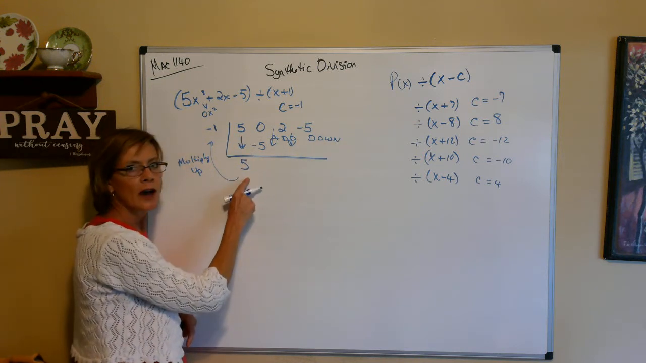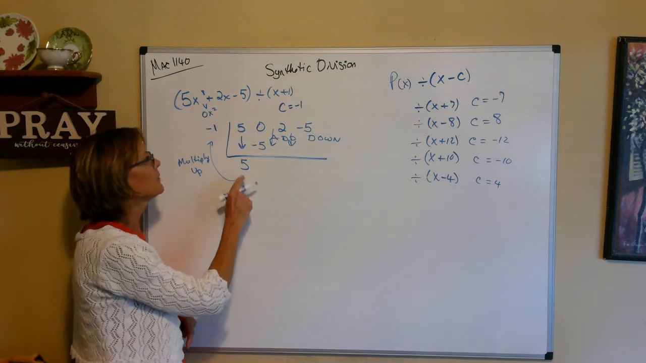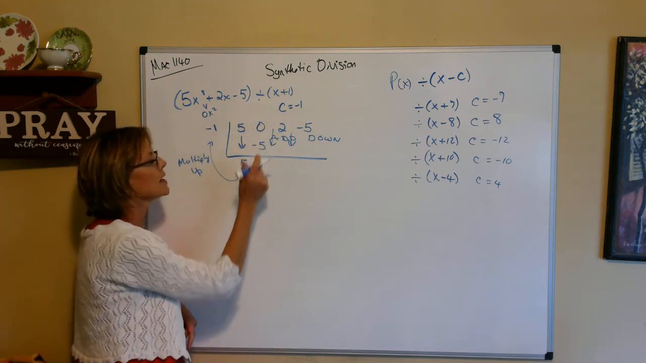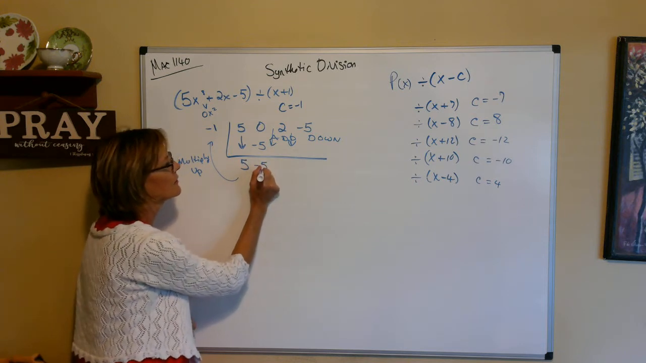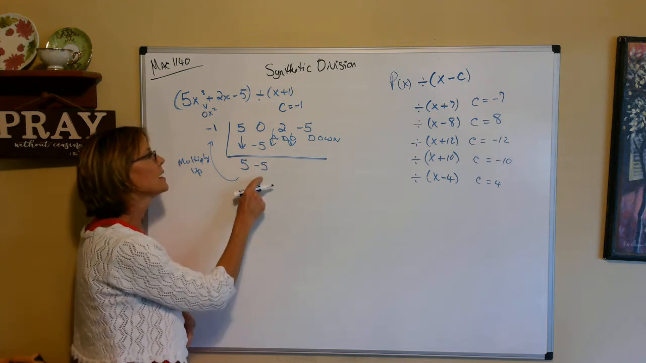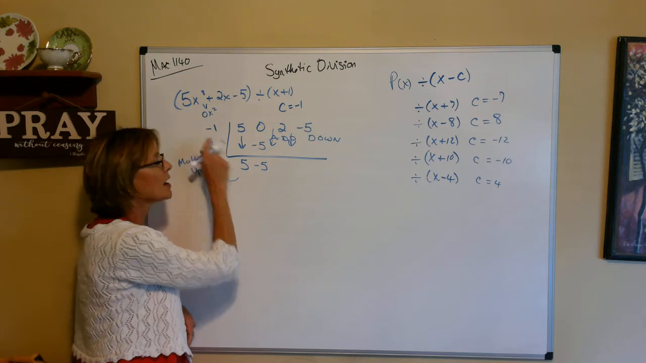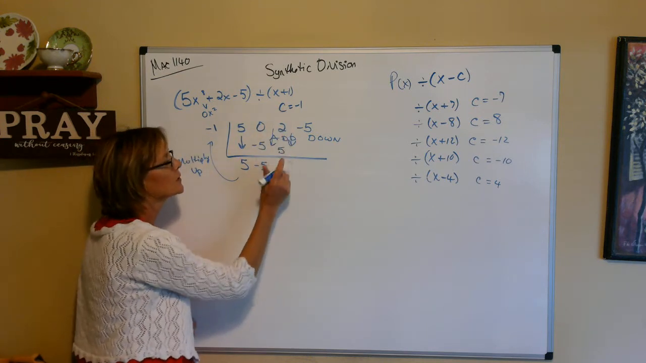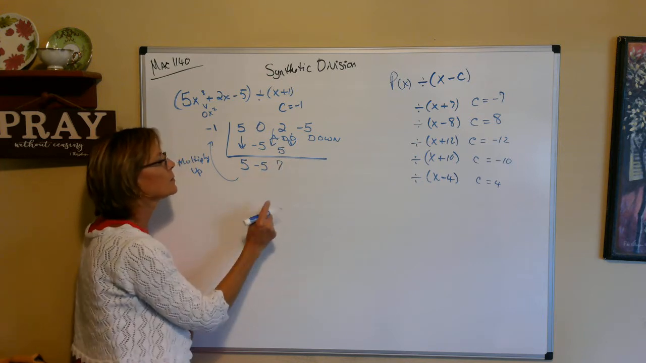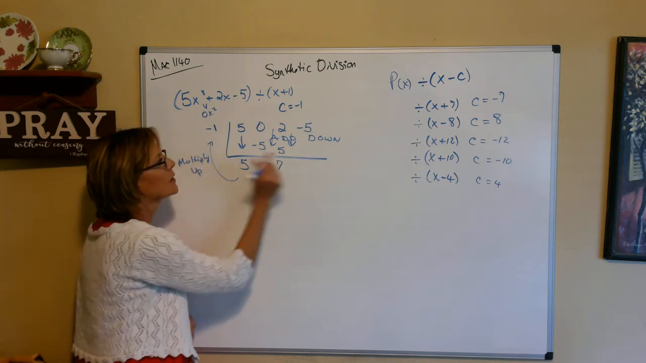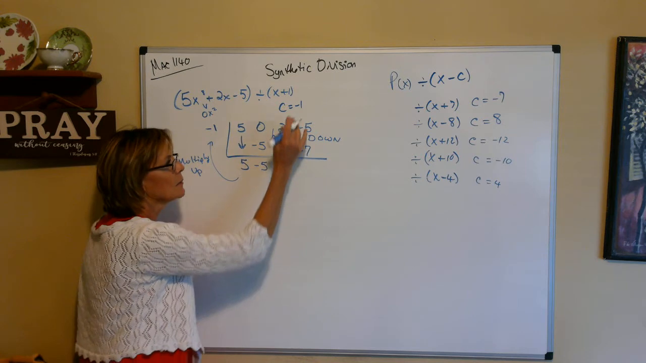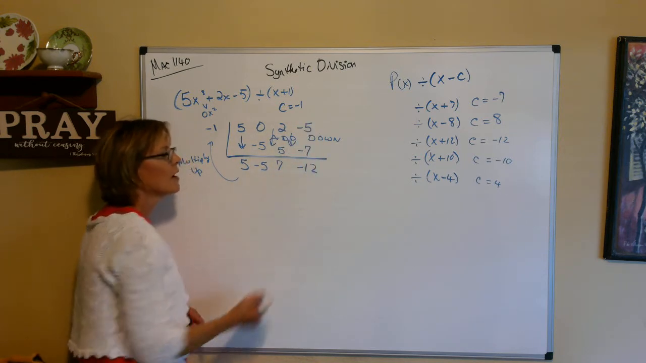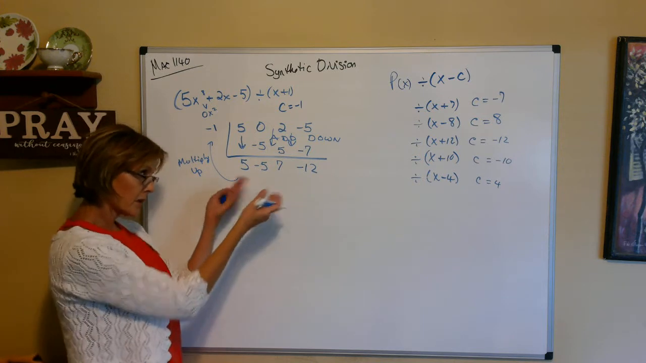Okay, so what did we do? We brought down the 5. Then we multiplied up. 5 times negative 1 is negative 5. Then we add. 0 plus negative 5 is negative 5. Then we multiply. Negative 5 times negative 1 is 5. Put the 5 right there. Then we add. 2 plus 5 is 7. Then we multiply. 7 times negative 1 is negative 7, and then we add negative 7 plus negative 5 is negative 12.